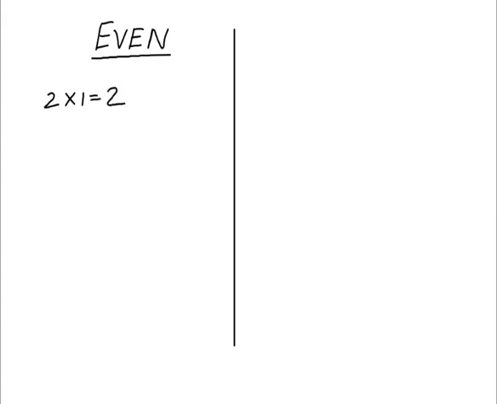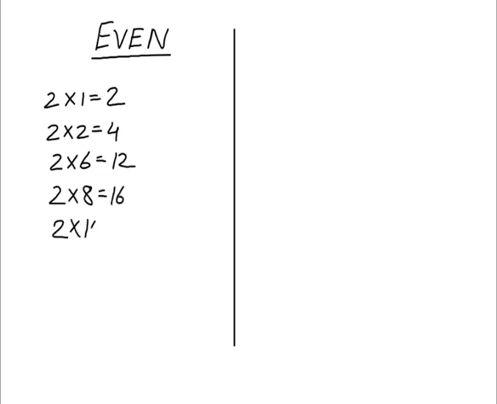So 2 ones are 2, 2 multiplied by 2 gives 4, 2 multiplied by 6 is 12, 2 multiplied by 8 is 16, 2 multiplied by 10 is 20. So like this, if you multiply 2 with any other number, the number that you get as the result is called an even number.